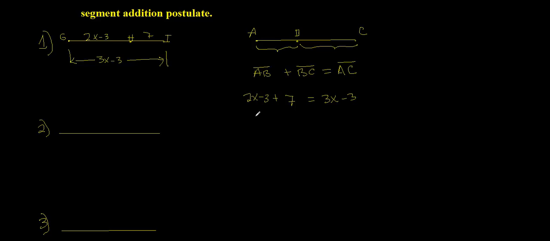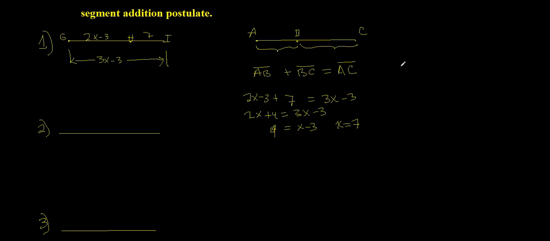We combine like terms, so we're going to get 2x, and then 7 take away 3 is 4. And that's equal to 3x minus 3 here. And then subtract 2x from both sides, that only gives me an x minus 3 there. And then we have 4 there. We see that if I add 3 to both sides, then x would be equal to 7. And then you are to find the length from G to H.